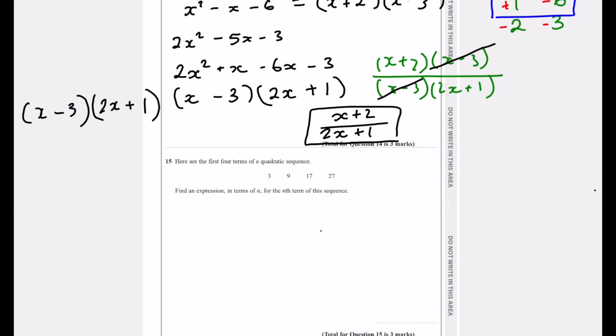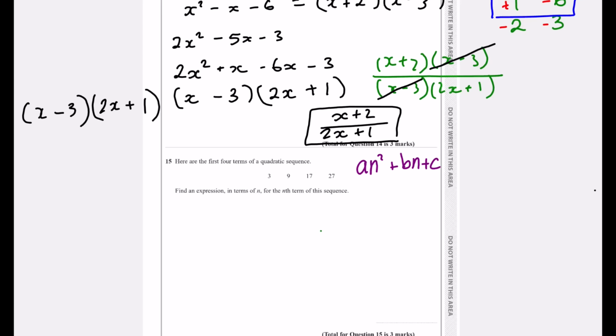Question 15. Here are the first 4 terms of a quadratic sequence. So it's a quadratic sequence. It's in the form an squared plus bn plus c. Find an expression in terms of n for the nth term. So the nth term is in the form an squared plus bn plus c.